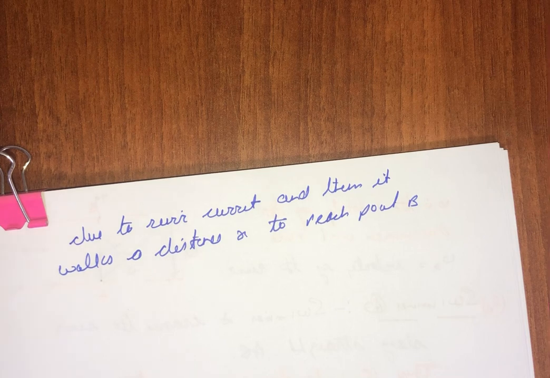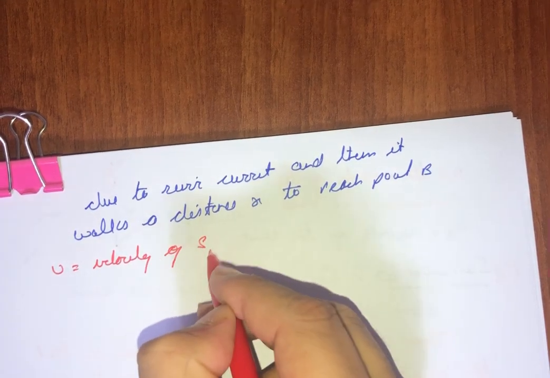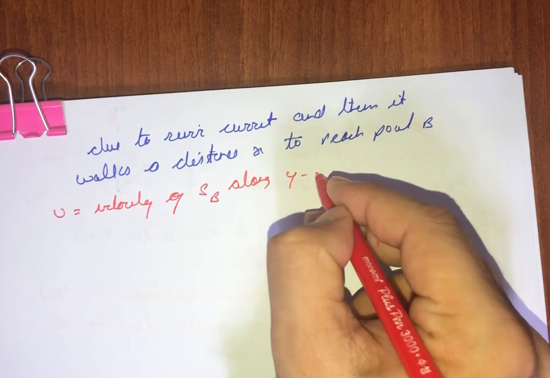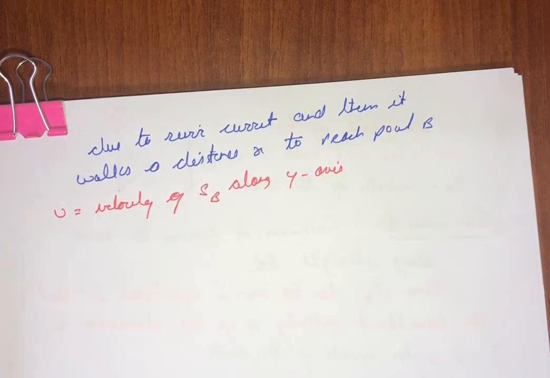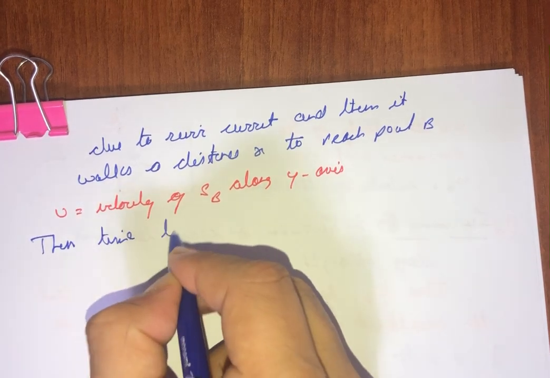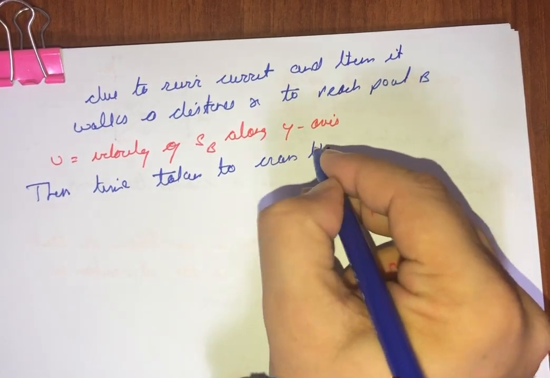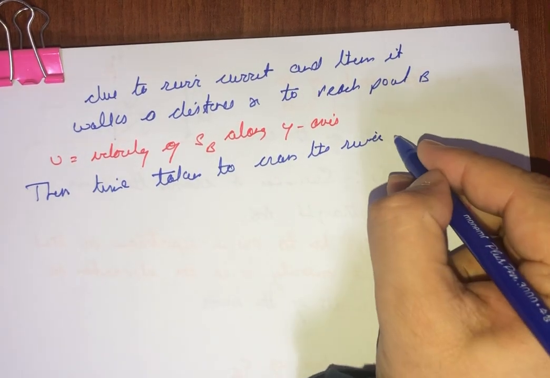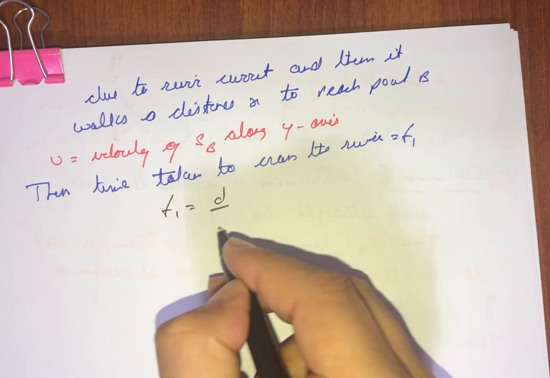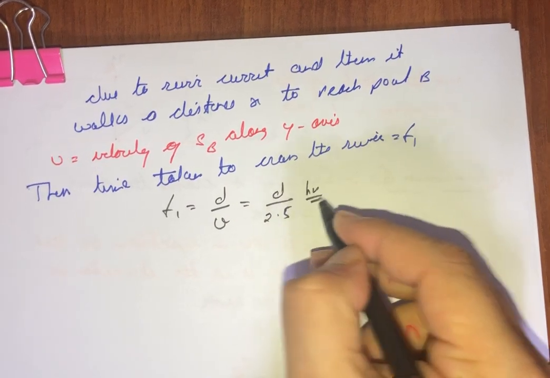So in this case, we write that if v is the velocity of swimmer B along the y-axis, then the time taken to cross the river, let us suppose it is given as t1, so we can write t1 will be equal to d divided by v, and we already know that v is given as 2.5, so this will be equal to d upon 2.5 hours.